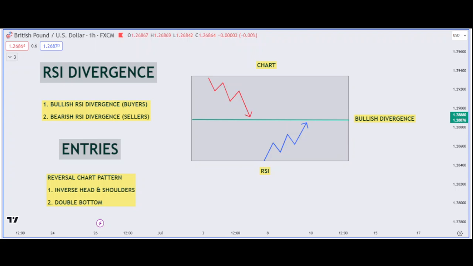In this exclusive video tutorial, I am going to explain how you can use RSI divergence to trade A+ setups in the market.